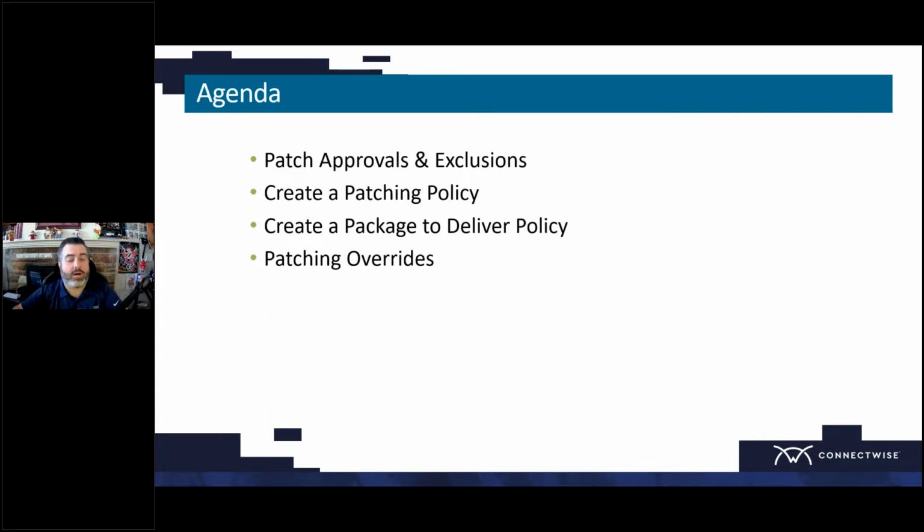We know that not all machines are created equal, so some may require some patches, while other ones you may want to stop those patches from being installed. So we'll look at some overrides that can take place at different levels of the product and how you can set those up. Then we'll take a really quick look at patch ticketing in Connectwise RMM and how that is set up. And then a little bit of light patch troubleshooting that you can do in RMM.